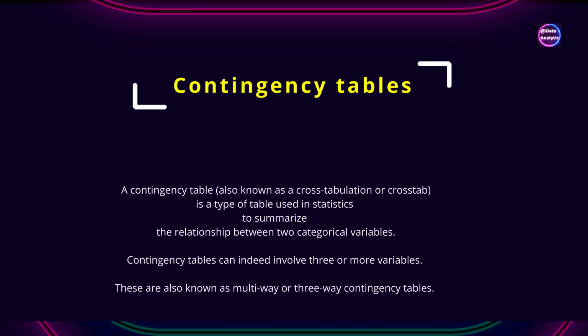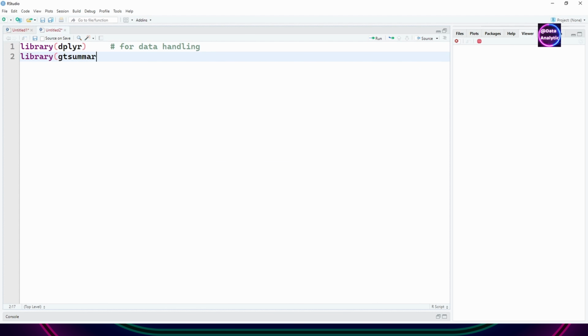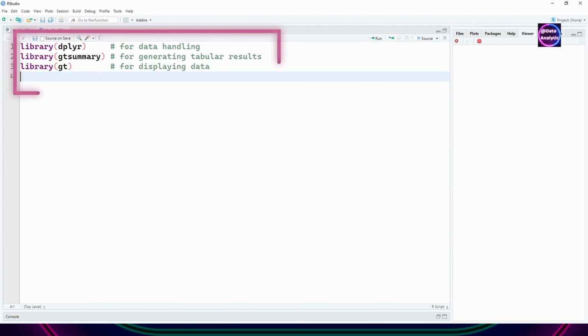Hi, in this video we are going to talk about contingency tables. A contingency table is a table to summarize the relationship between two or more categorical variables. So let's load the libraries: dplyr, gtsummary and gt.